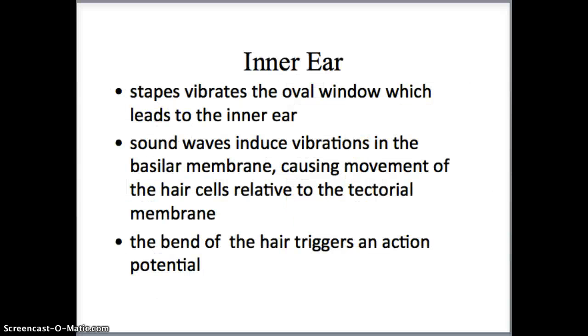So here's a general outline of how vibrations are transferred in the inner ear. The stapes vibrates the oval window, that leads to the inner ear, that causes vibrations in the basilar membrane, which we're going to talk about, which moves these hair cells. When the hair cells move, that causes a stimulation, which causes the neurons to reach action potential and send the impulse. So these are mechanoreceptors because they are responding to a mechanical movement, which is hairs in the cochlea moving.